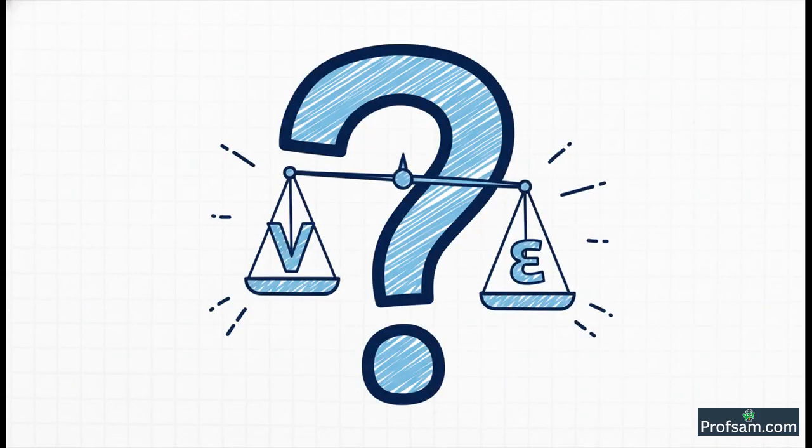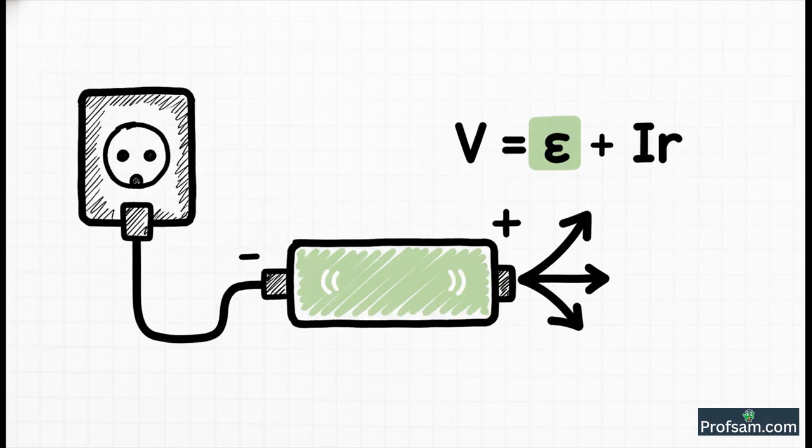Okay, here is a tricky question, a silent killer that can pop up in competitive exams or even in your Viva. We just learned that V equals epsilon minus IR, which seems to mean that V is always less than epsilon. But is that always true? Can the terminal voltage ever be greater than the battery's EMF? And the answer is yes, it can.